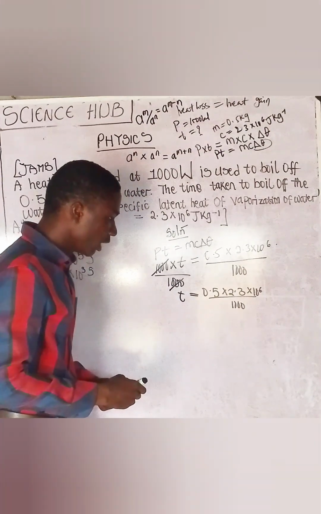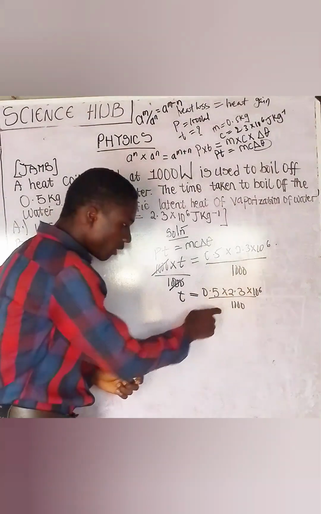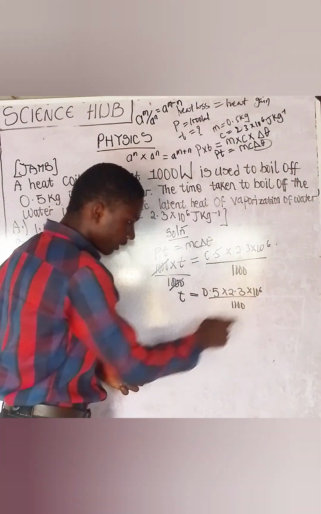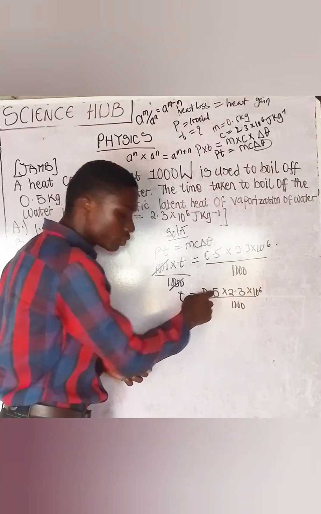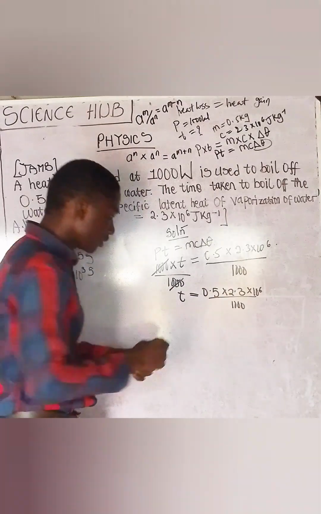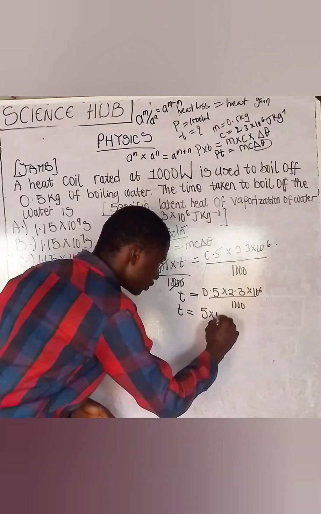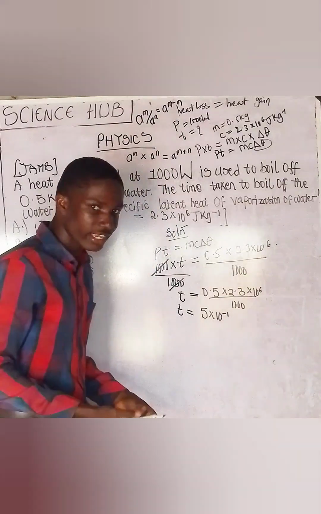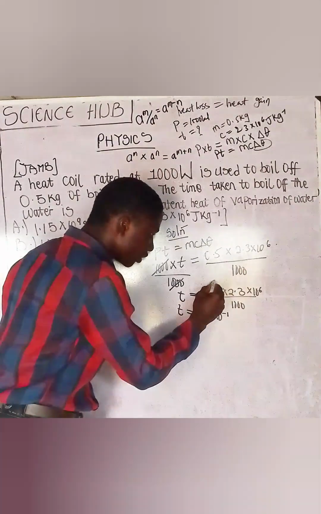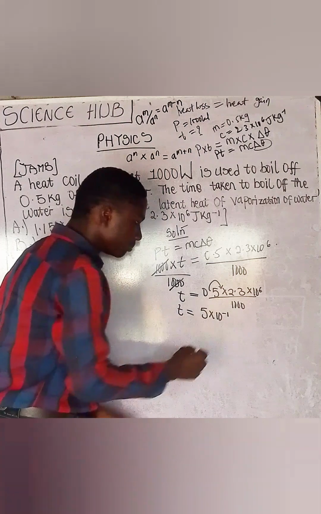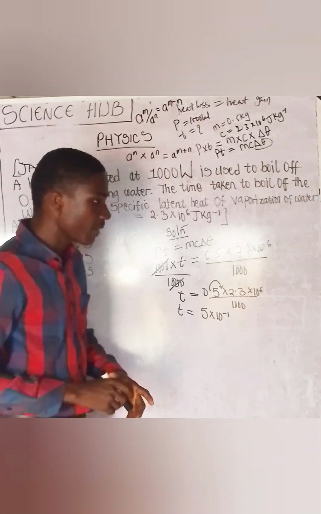That is it. So now 0.5 times 2.3, we can take this to a standard form. That will be T is equal to 5 times 10 raised to the power of minus 1. How did I get that? You simply take this point to this part and it becomes times 10 raised to the power of minus 1.